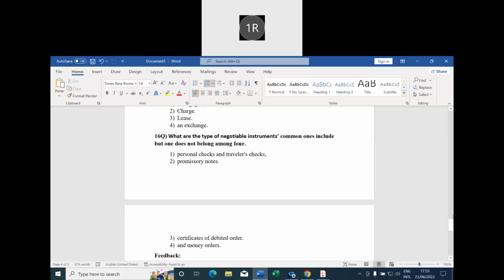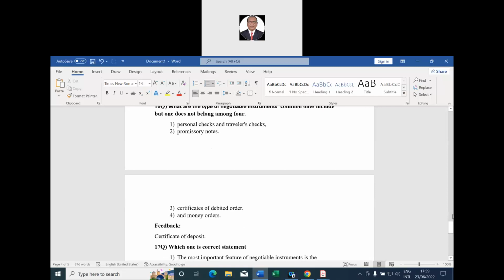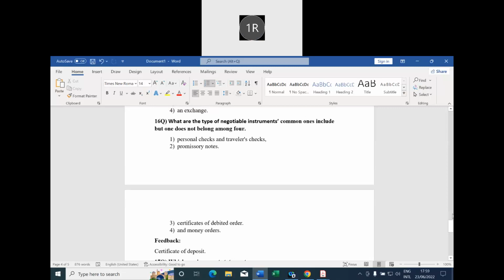No, money order is a negotiable instrument. Third one, sir, certificates of debited orders. It is a certificate of deposit. Okay, certificate of deposit, you should say.